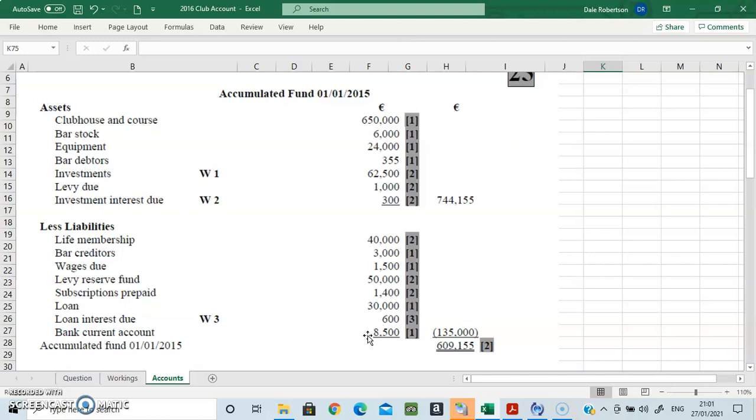And also slightly tricky here, you start with an opening bank overdraft. So therefore that's a liability at the start of the year of 8,500. Enter in all of your assets, all of your liabilities, take one from the other. The accumulated fund is 609,155. That's how much the club is worth on the 1st of January.